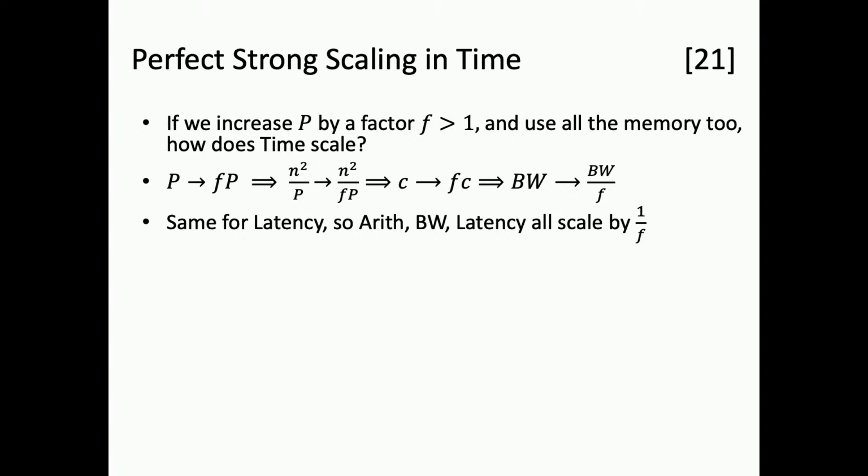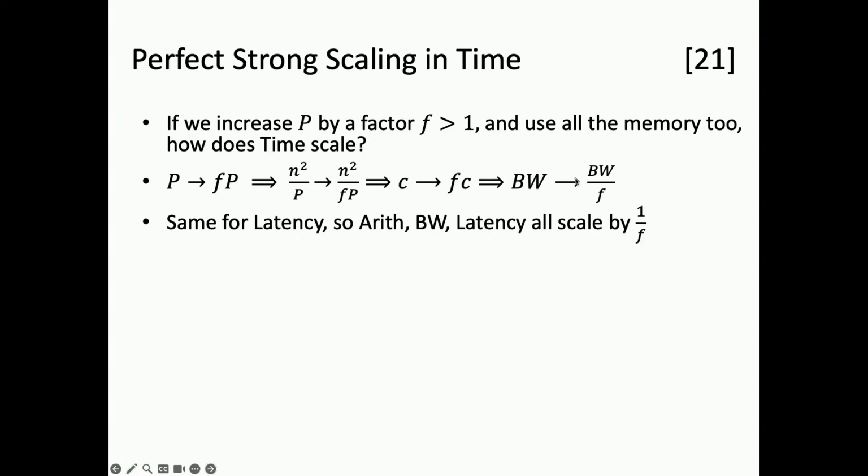They give you perfect strong scaling in time. So what does that mean? If I have a fixed problem size, n by n, and I increase the number of processors by some factor, say I double the number of processors, ideally I'd like to go twice as fast. And so you need to use this algorithm for that to happen. So I'm going to increase the number of processors by some factor f bigger than 1. What does that do to the local memory size? It makes it smaller by that factor. That means I can increase C by this factor.